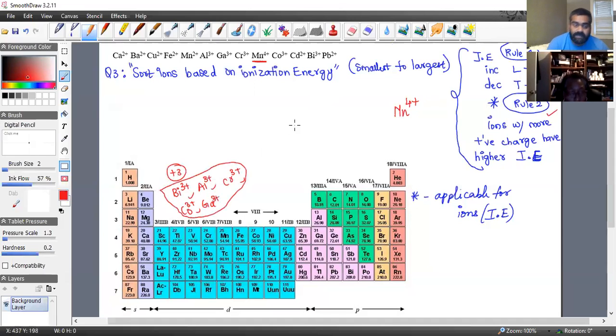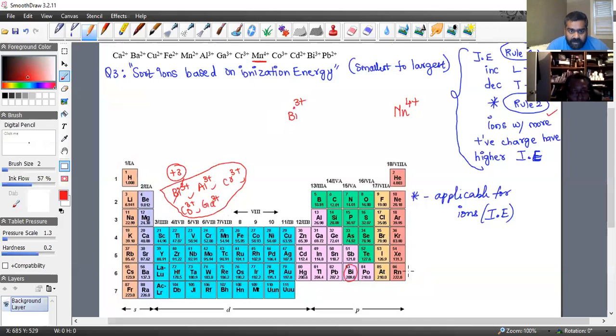So again, here you apply the rule. If you pick the one that's on the rock bottom, that's going to have the smallest ionization energy. Which one is the lowest on this list? It's bismuth, Bi. So Bi is going to have the smallest. So strike it out and circle that. So it's done.